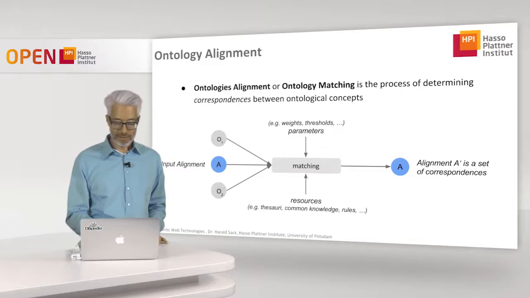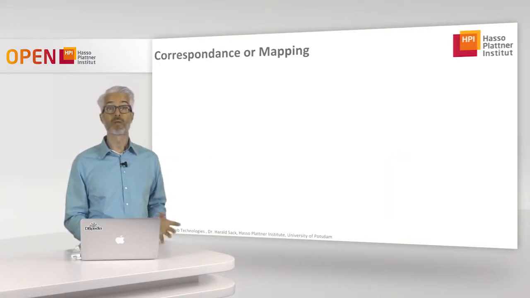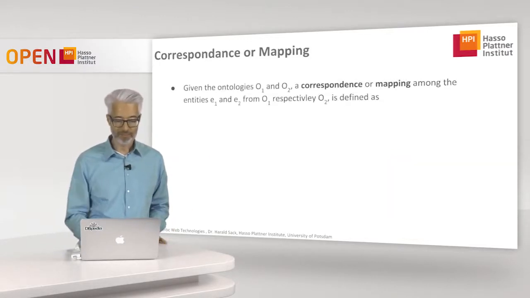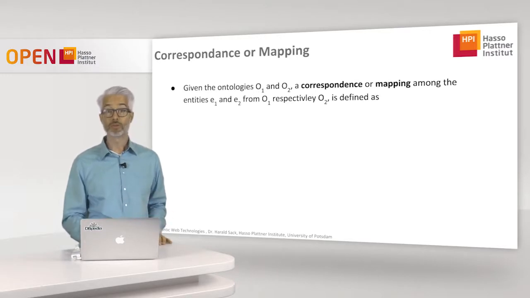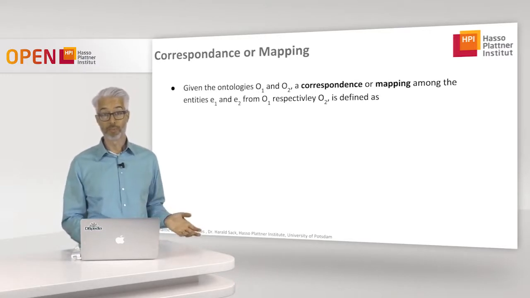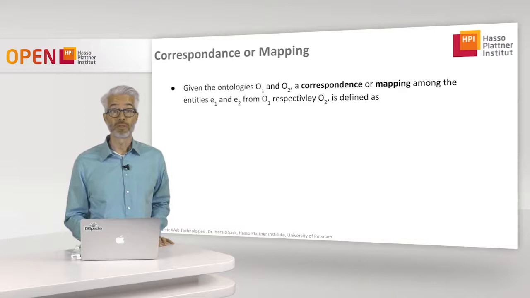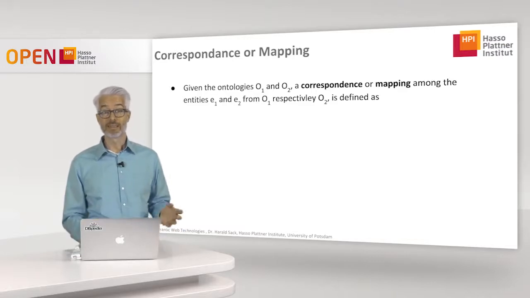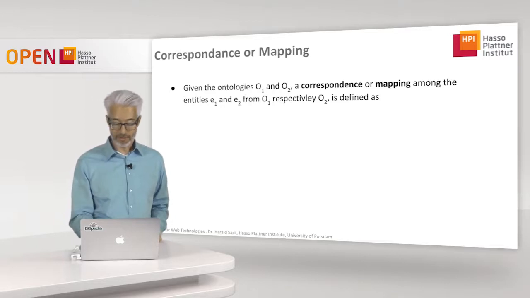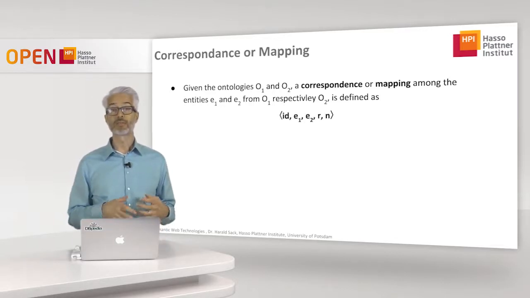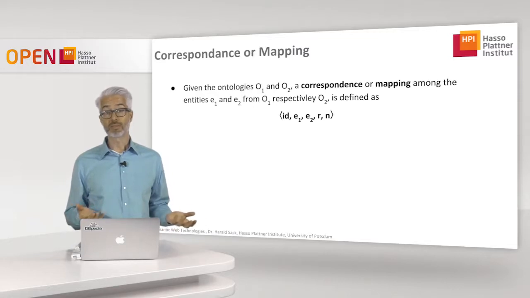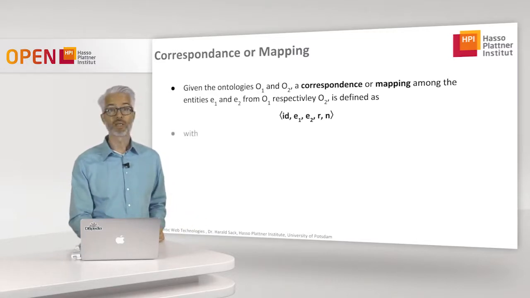So now let's have a look at the correspondences, or at the mappings. Given two ontologies, O sub 1 and O sub 2, a mapping or a correspondence among entities E sub 1 and E sub 2 from these two ontologies respectively is defined in the following way. It's defined as a tuple, and it's a quintuple here. So this consists of the following components.